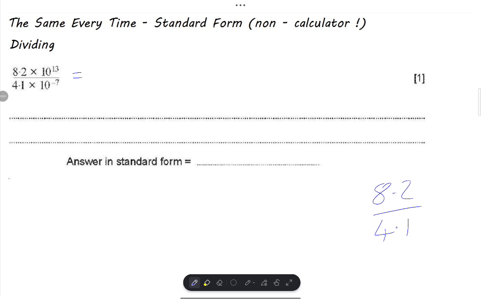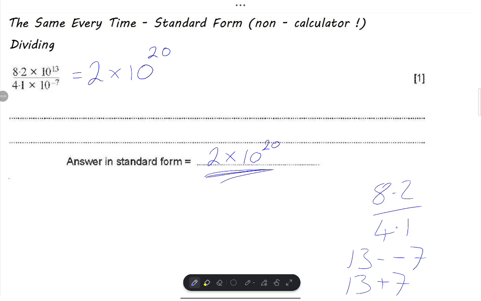So 8.2 divided by 4.1 is just going to be 2. So 2 times 10 to the power, and then we are dividing, so we subtract the powers. So 13 subtract negative 7, 13 plus 7, so that's going to be to the power 20. So 2 times 10 to the power 20, and that number is already in standard form because the leading number there is a 2. It's a number between 1 and 10, so 2 times 10 to the power 20. There we are, that's our final answer.